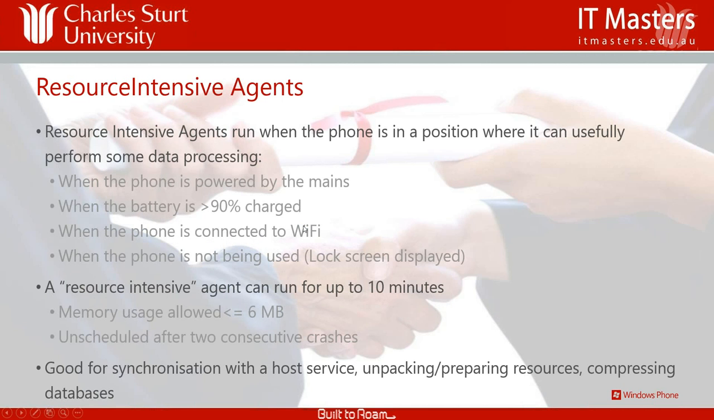The other type of agent is a resource-intensive agent. This gets a few more cycles to run, so it can actually run for up to 10 minutes, and it's generally triggered when the phone has got a high percentage of charge, it's powered by the mains, and is connected to a Wi-Fi network. Again, if the agent's crashed a couple of times, the schedule will stop scheduling it, even if the user has put their device onto charge and is on the Wi-Fi network.